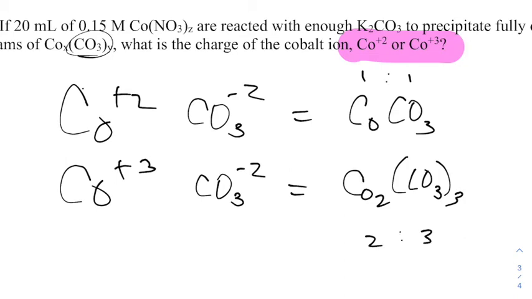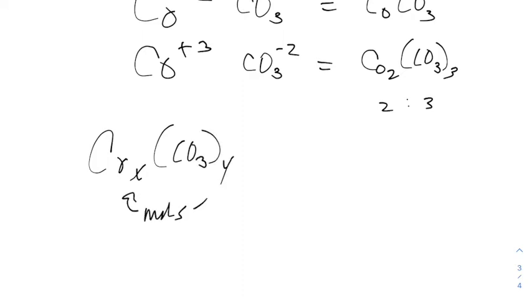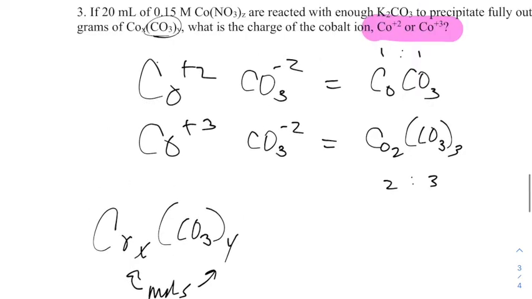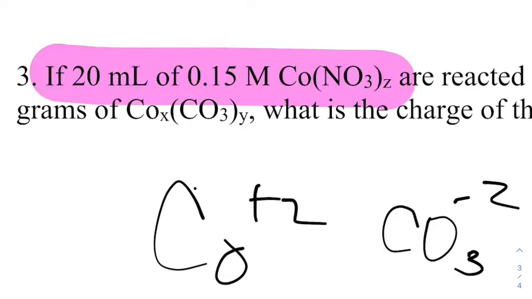Sounds familiar, right? So what do we need to know? We need to know what the moles of each of these are. So we've got CoX and CO3Y. I need to know the moles here, and I need to know the moles there. What did they give you? They gave you 20 milliliters of 0.15 molar of the cobalt. That is there. No problem.